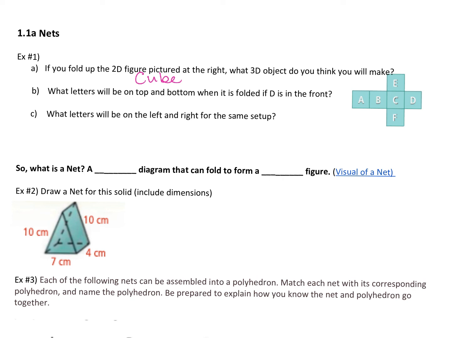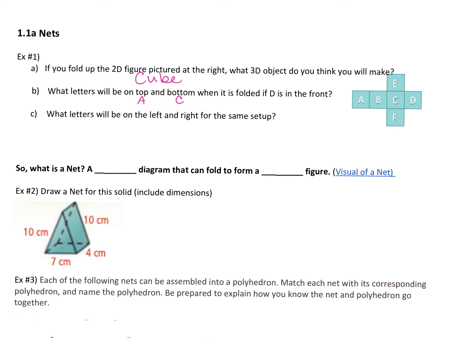So now what I want you to think about is if you take that net, the flat version is the net. If you fold it up so that D is the front, what is going to be on the bottom? C, right? So here's C, here's D. If I fold it up so that D is the front, C is now on the bottom. So C is going to be the bottom. What's going to be on top if you keep folding? That's going to be A, right?